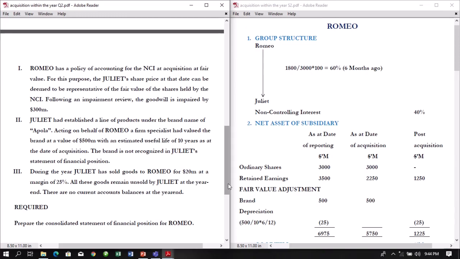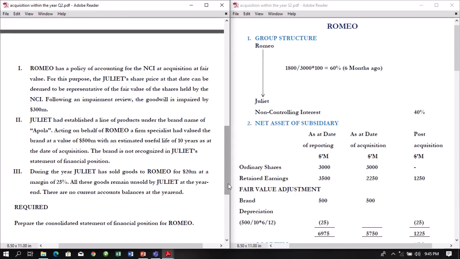And at times, the question will be generous enough to tell you that the fair value of NCI is a particular figure. So, for additional information 2, Juliet had established a line of products under the brand name Acola, acting on behalf of Romeo. A firm specialist had valued the brand at $500 million with an estimated useful life of 10 years. As at the date of acquisition, the brand is not recognized in Juliet's statement of financial position.